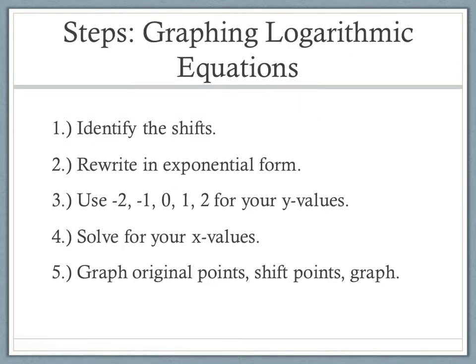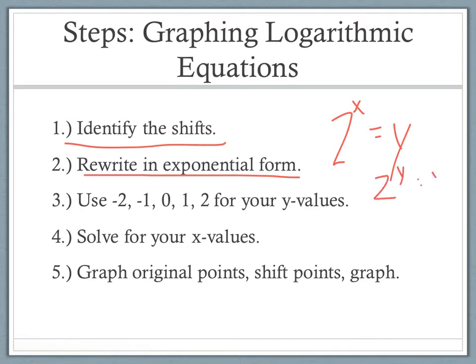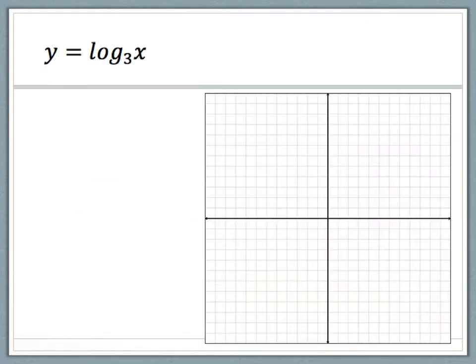Now when we graph, here's how we're going to graph these. First, we identify the shifts. Then we're going to rewrite it as an exponential, because there's not really a way to graph logs, but we can graph exponentials, and we know how to write logs as exponentials. For exponentials, I'm talking like when we had 2^x = y, but now it's going to end up looking like 2^y = x. So our x and y are going to have flipped. So we're actually going to use -2, -1, 0, 1, 2 for our y values. Then we'll figure out what our x values are, graph it, and then shift it.